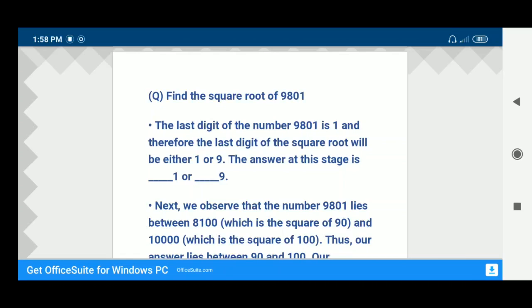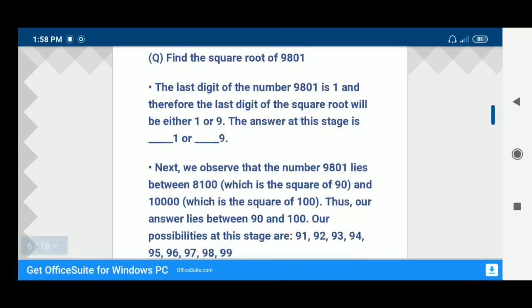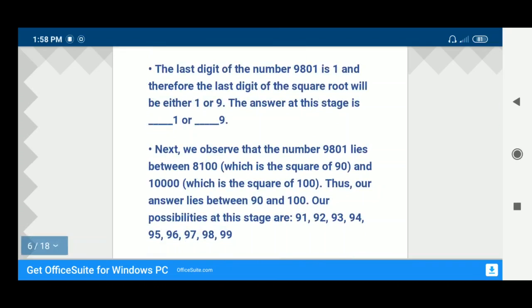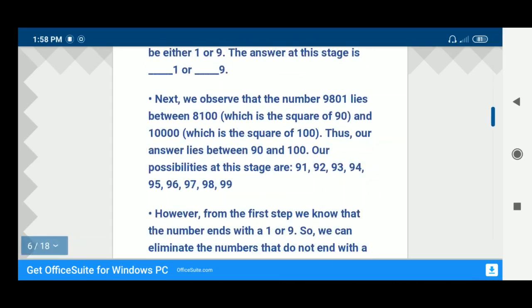Let's find the square root of the number 9801. The last digit of 9801 is 1. Therefore, the last digit of the square root will be either 1 or 9. Next, we observe that 9801 lies between 8100, which is the square of 90, and 10,000, which is the square of 100. Thus, our answer lies between 90 and 100. Our possibilities at this stage are 91, 92, 93, 94, 95, 96, 97, 98 and 99.